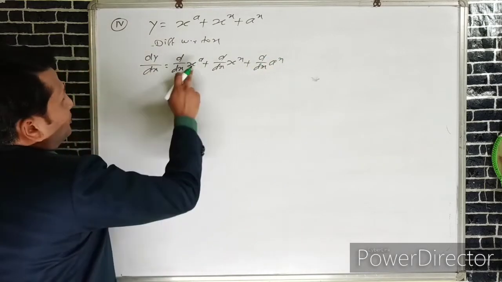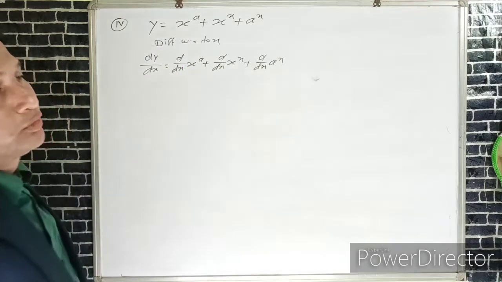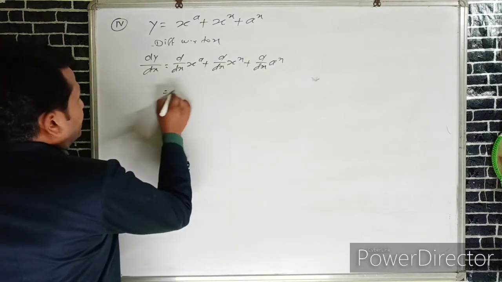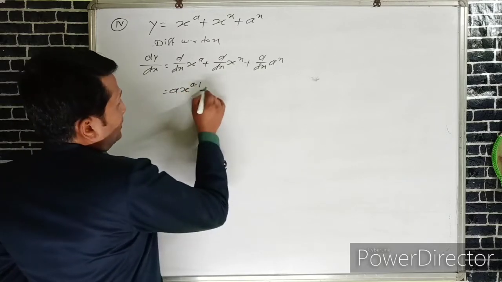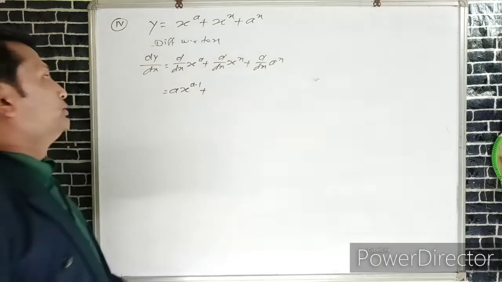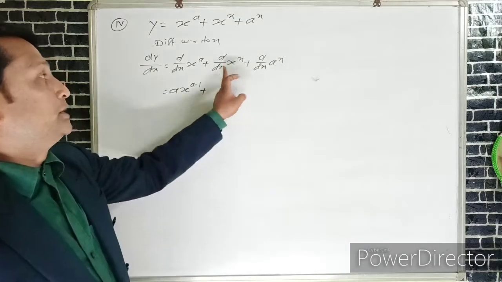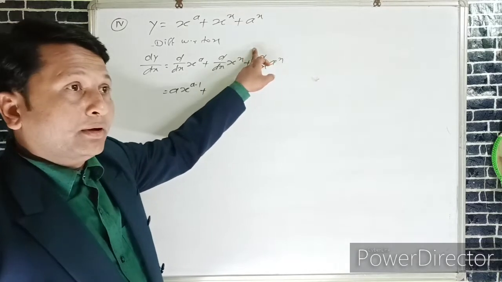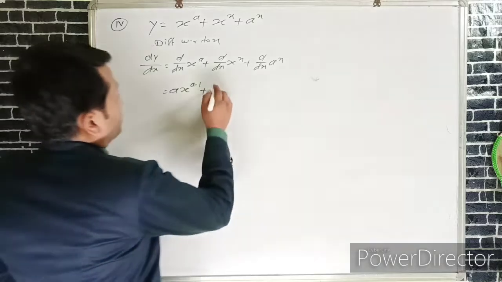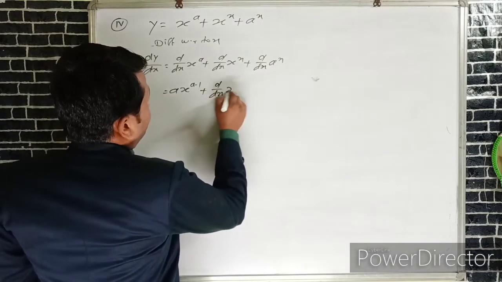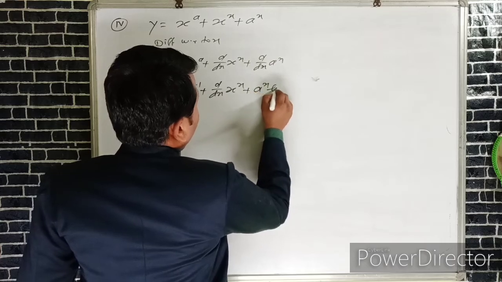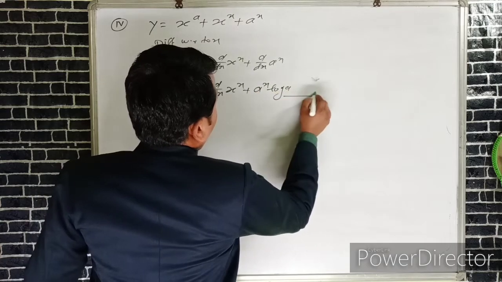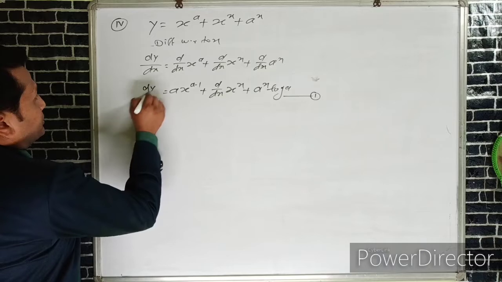We know that the derivative of x raised to the power a, by the rule for x raised to the power n, is a into x raised to the power a minus 1. Here, the rule for the derivative of the x raised to the power x form is not given, hence we write it as it is, the derivative of x raised to the power x. And we know that the derivative of a to the power x is a to the power x log a. Equation number 1. This is dy by dx.